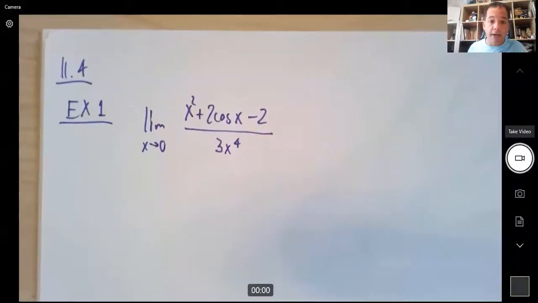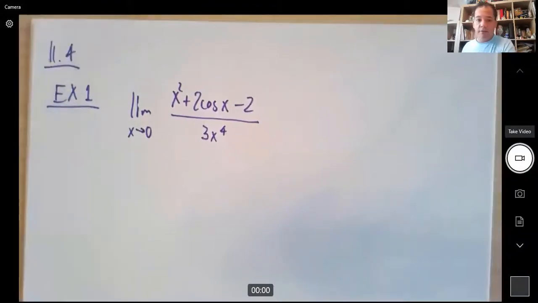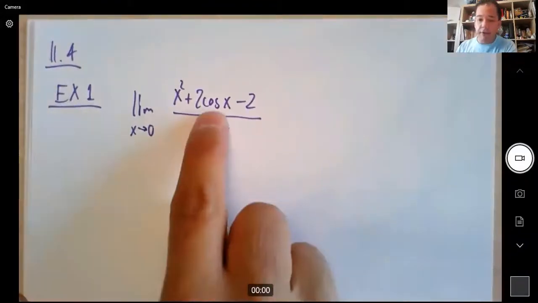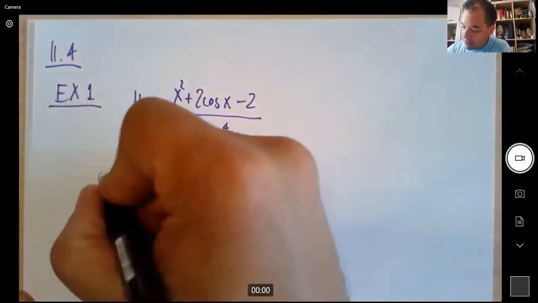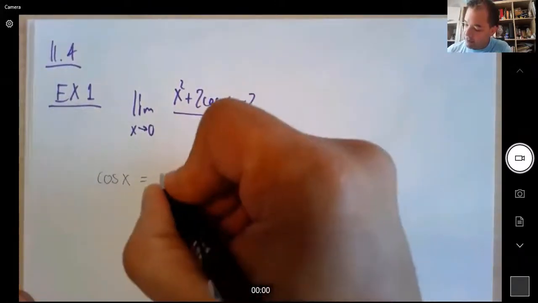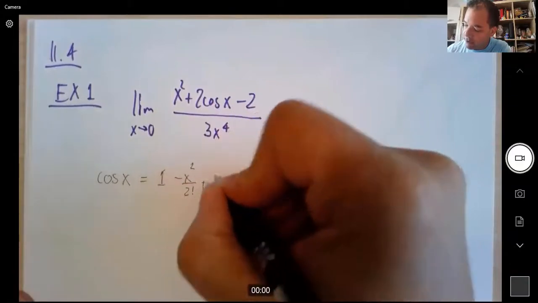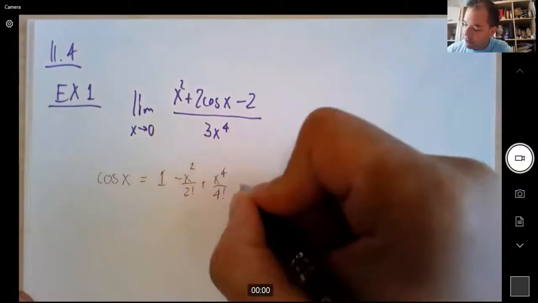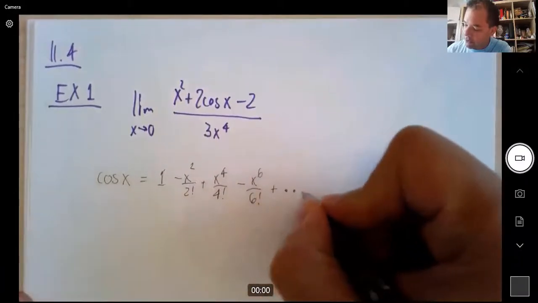with our new knowledge about power series, right? So the idea, of course, is to replace cosine x by its power series. So I'll write it here. Cosine x, remember, we just saw it, is this series, is 1 minus x squared over 2 factorial plus x to the 4 over 4 factorial minus x to the 6 over 6 factorial, etc. More terms, right?